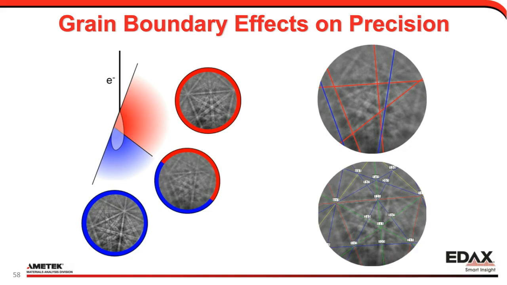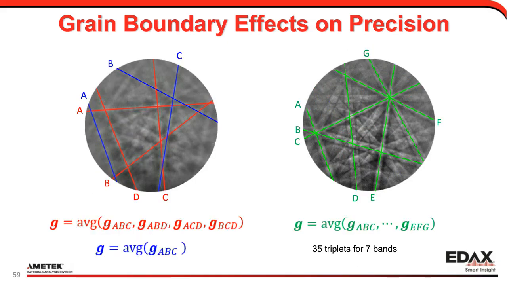Obviously, there's a majority from the red grain, so it identifies the red grain as the correct solution. Now, if we do that, when we do indexing, we use all the bands we use to calculate the orientation. So we end up with kind of an average orientation, as we know that we're never going to position those bands perfectly precisely.